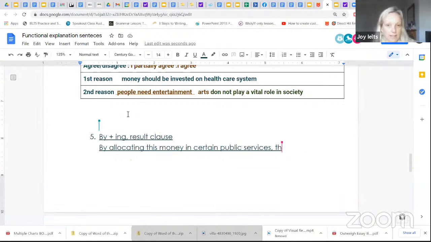So for that structure, without, you can simply say, without access to the arts, life will become very monotonous for many people.